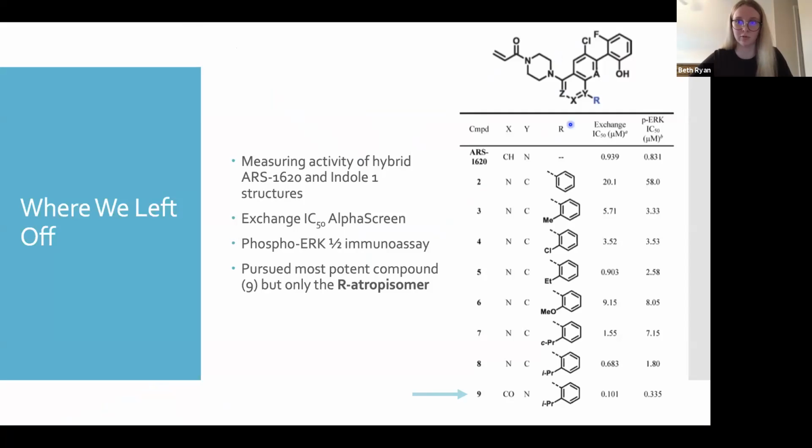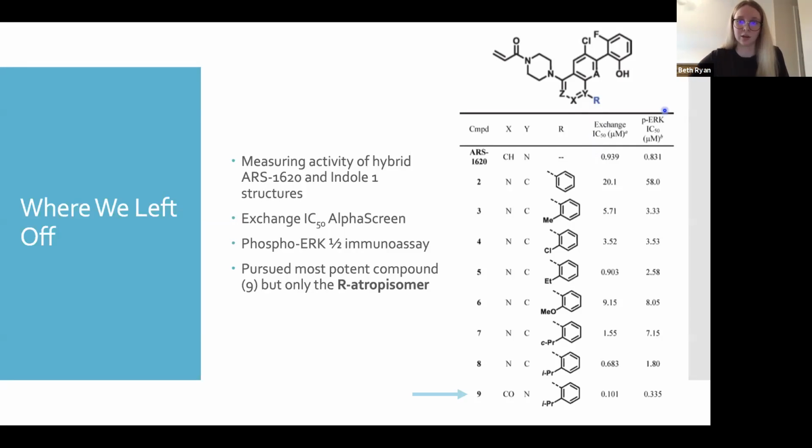So this is just a table from the first presentation I did, where it has the exchange IC50 and the p-ERK IC50, so the alpha screen and the immunoassay, which just again iterate how the exchange IC50 is how well that RAS coordinates with RAF. Obviously lower is better because you want them not to be able to interact with each other, so that disrupts the rest of the pathway.